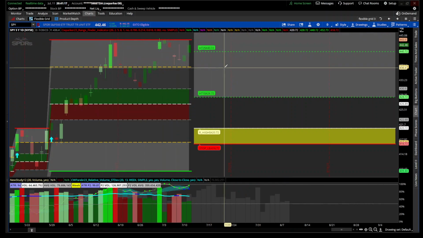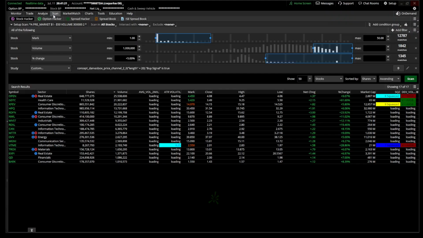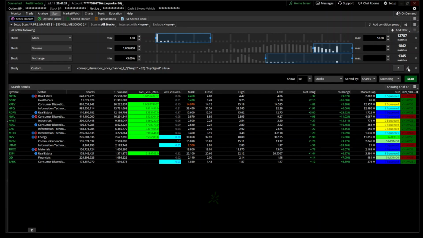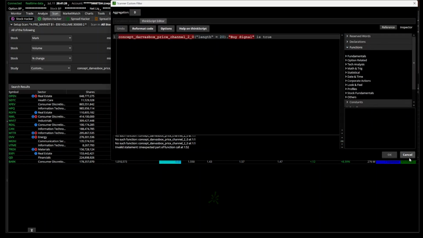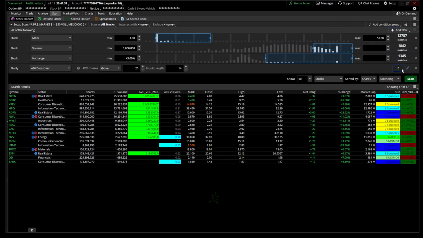One of the other key features about this indicator, before I go away, let me put my lines back on there, is you can use it as a scanner. So right now, it's saying that because I made some changes. So we'll just add it back. So we'll go back to the study.